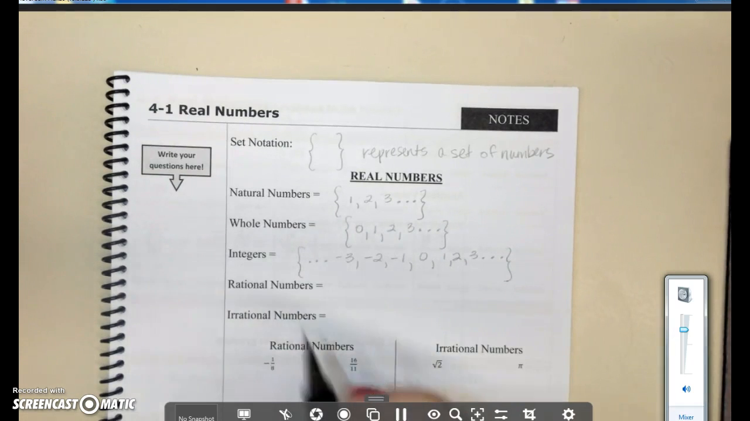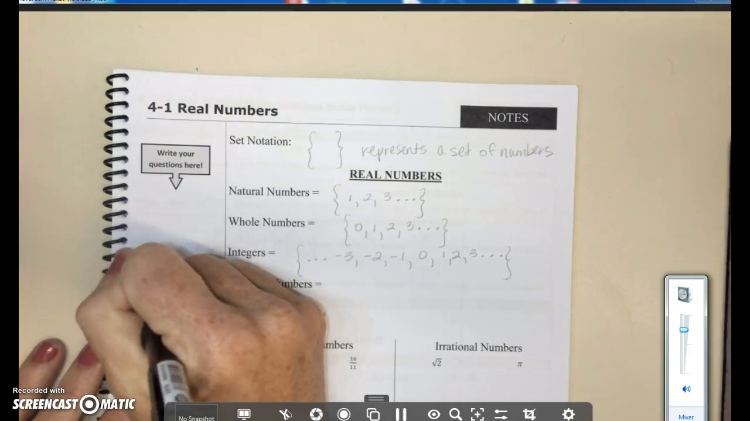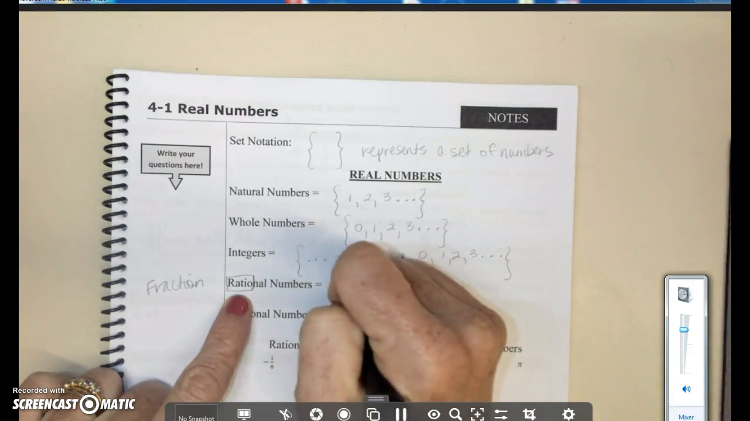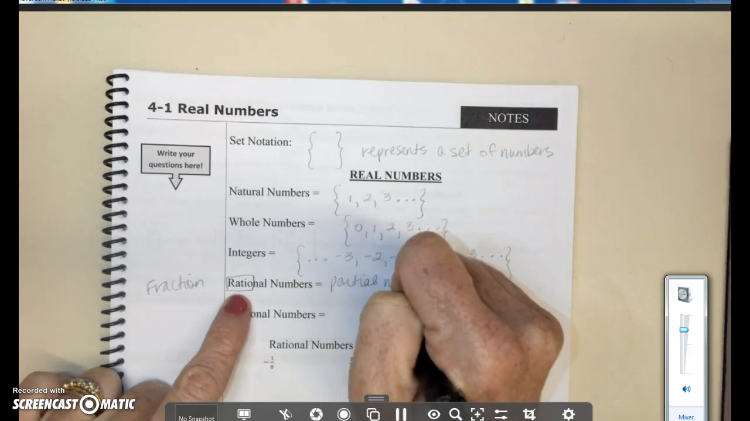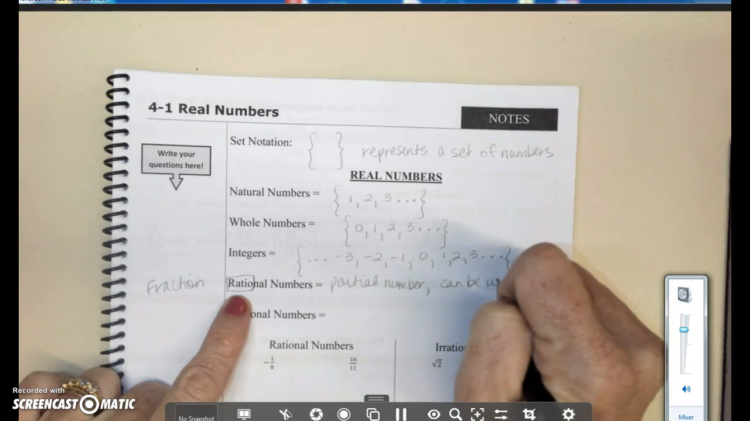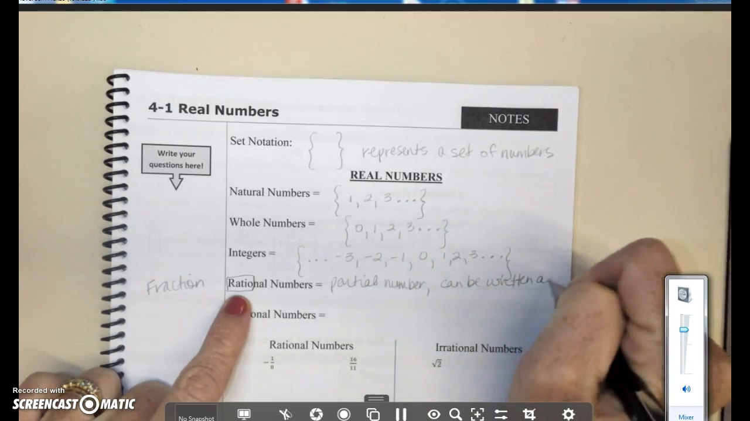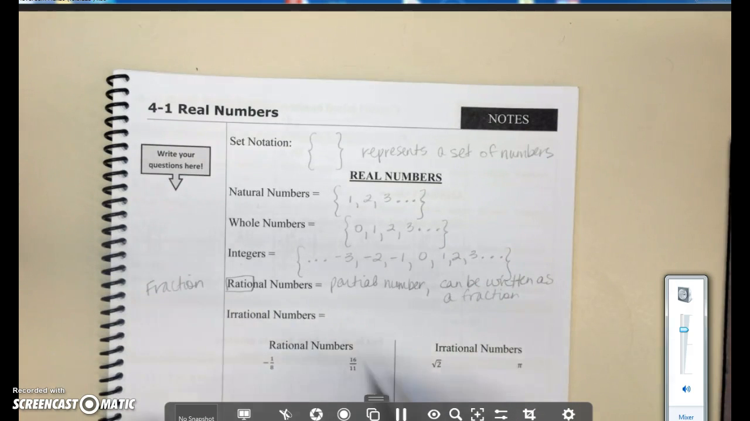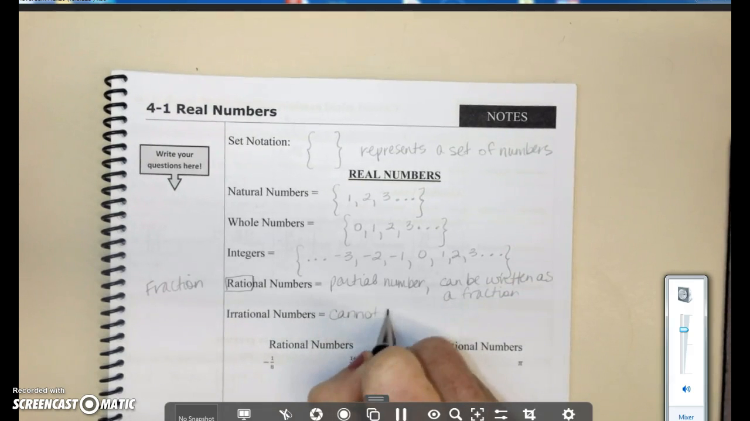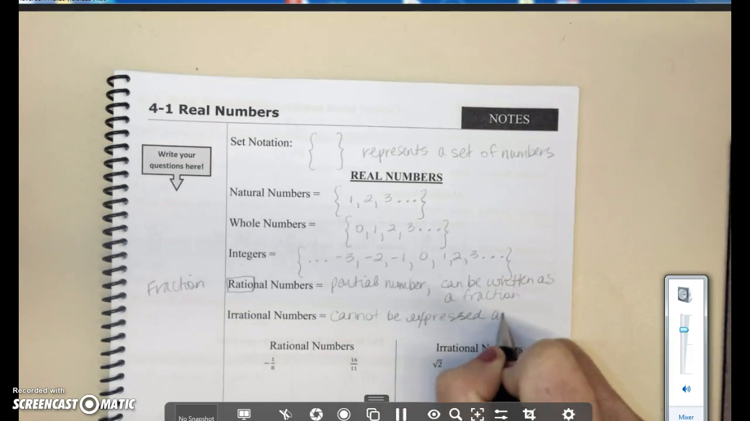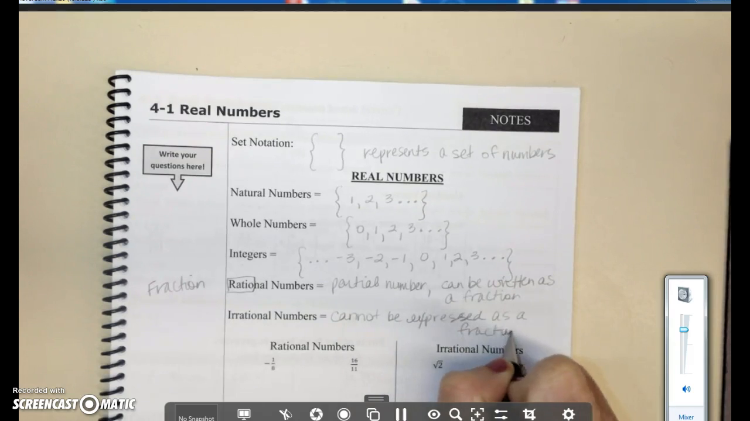Then, rational numbers. Well, what are the first 5 letters of that word? And that's ratio. We already know ratio is a fraction, because we've been working with those a lot. So a rational number is just a partial number, and it can be written as a fraction. Simple. Okay. Irrational numbers, on the other hand, just the opposite. They cannot be expressed as a fraction. Okay? So we talk about the differences.